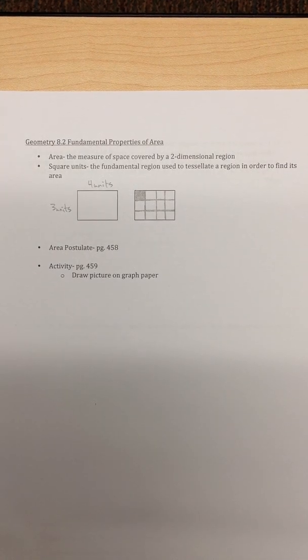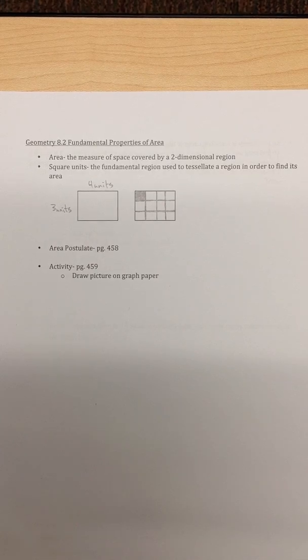This is section 8.2, fundamental properties of area. Okay, so last section was on perimeter, now we're going to start talking about area. So the area is a measure of space covered by a two-dimensional region.